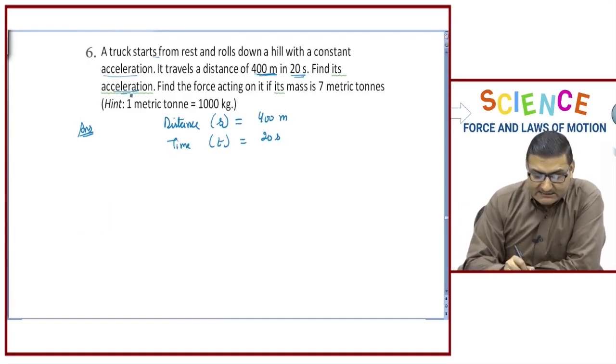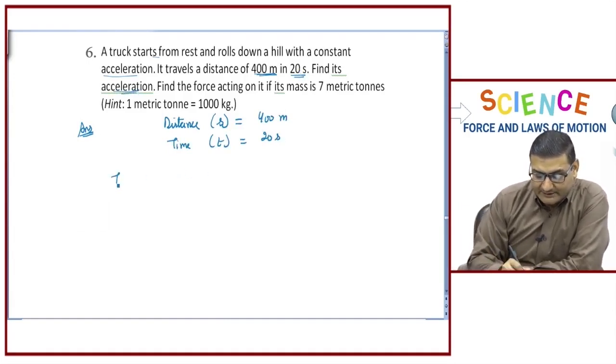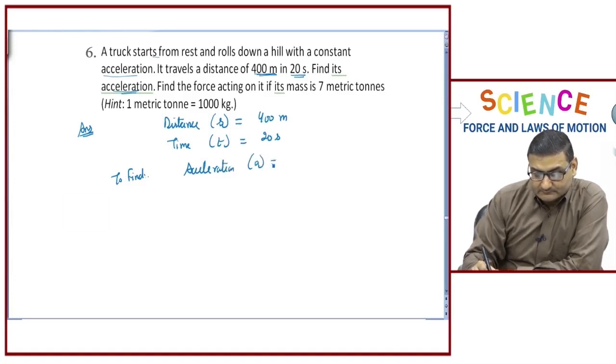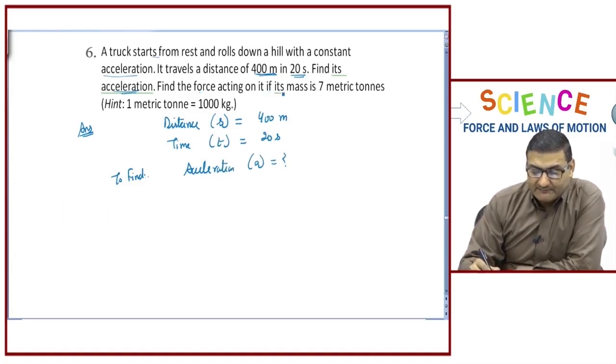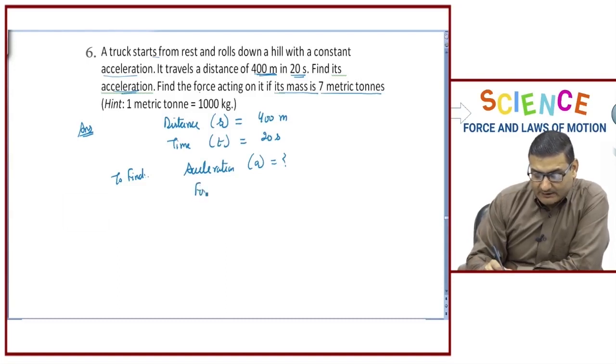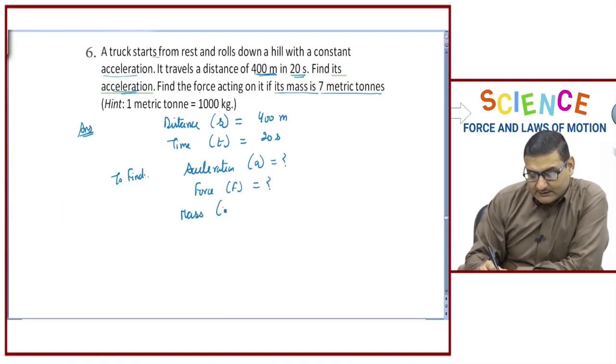Find its acceleration. We need to find the acceleration of the truck. Then find the force acting on it if its mass is 7 metric tons. We also need to calculate the force acting on it, and the mass is given to us in the question to be 7 metric tons.